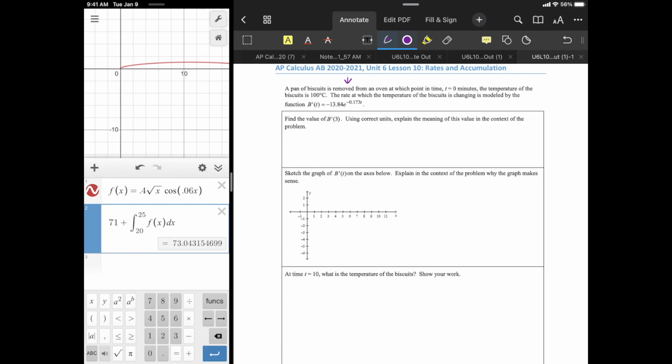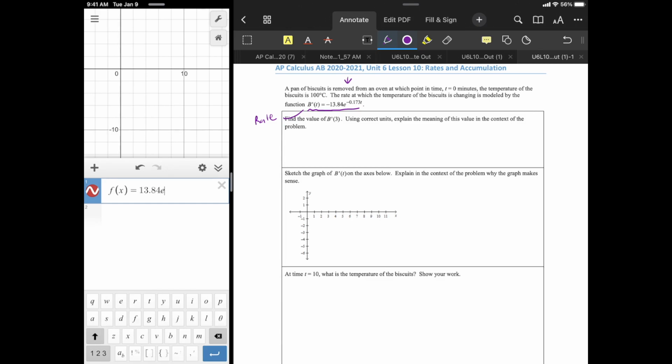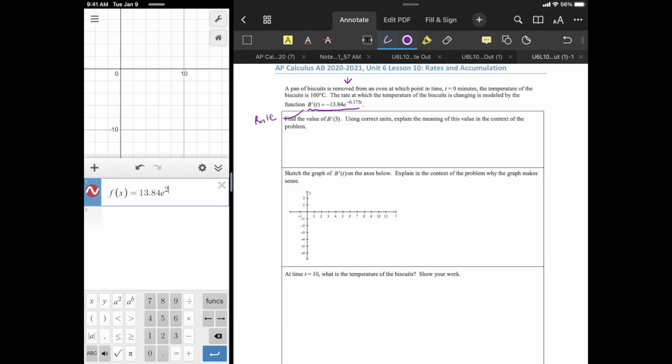Okay, so this is a rate function, right? This is a rate, and they give us this complicated function. So let's go ahead and plug this one into the calculator. So let's see, this is what we got here. We have 13.84 e to the power of negative 0.173x. There we go. It's a lot harder on the iPad than it is on the keyboard.